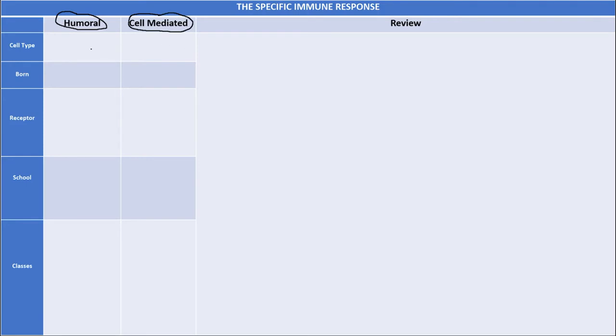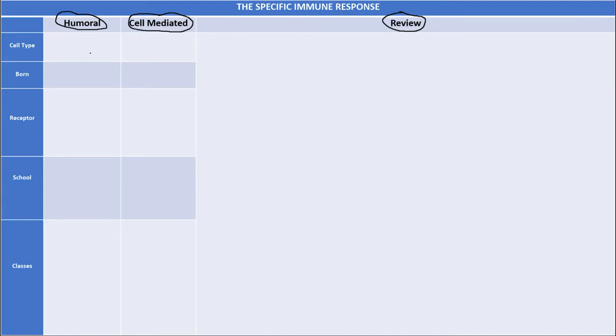What I need to do first of all is set the players in motion. I need to tell you what the pieces of the board are, almost. And then in this review section, I'm going to put it all together to give you the bigger picture. The humoral response is generally related to the humour, and the humour is not the ha ha funny, it's the fluid around the cells. So humour is fluid. And the cell-mediated tends to be cell-to-cell communication.